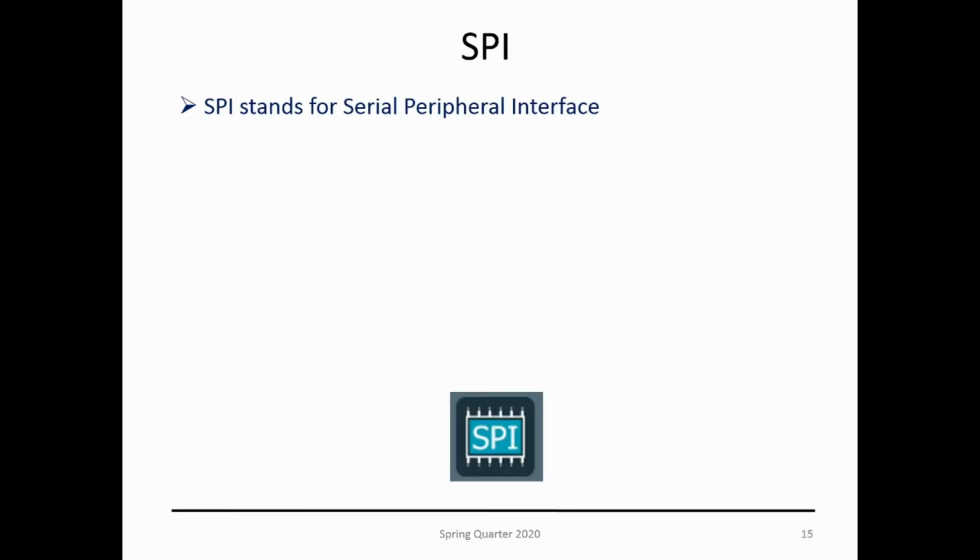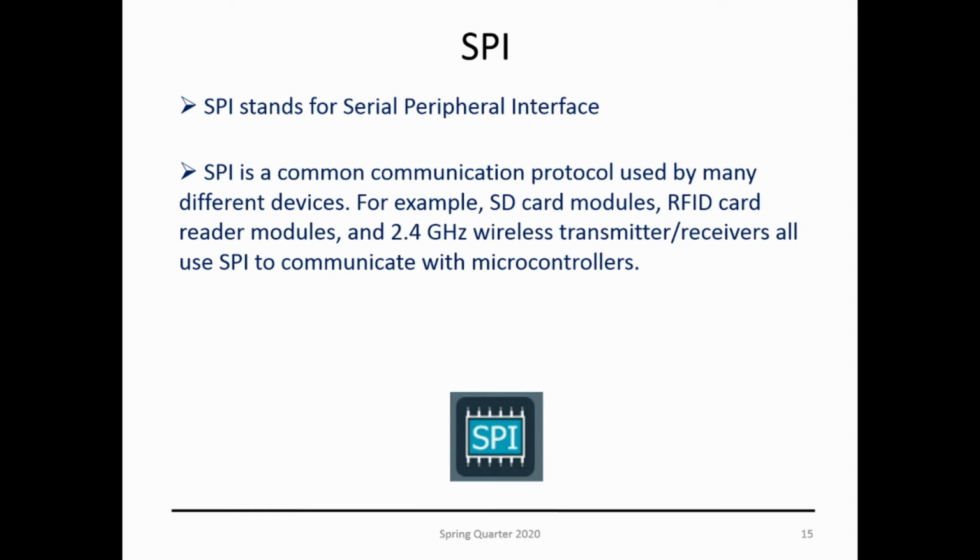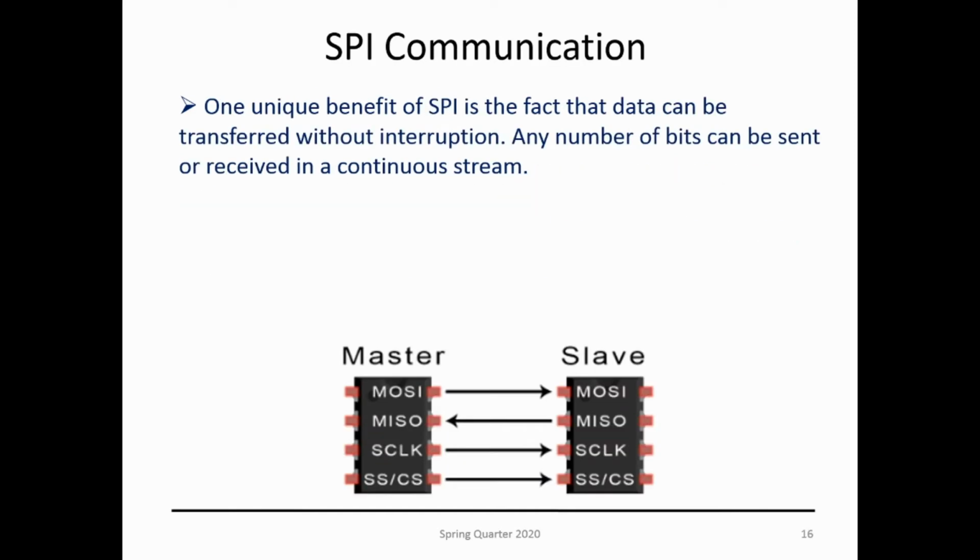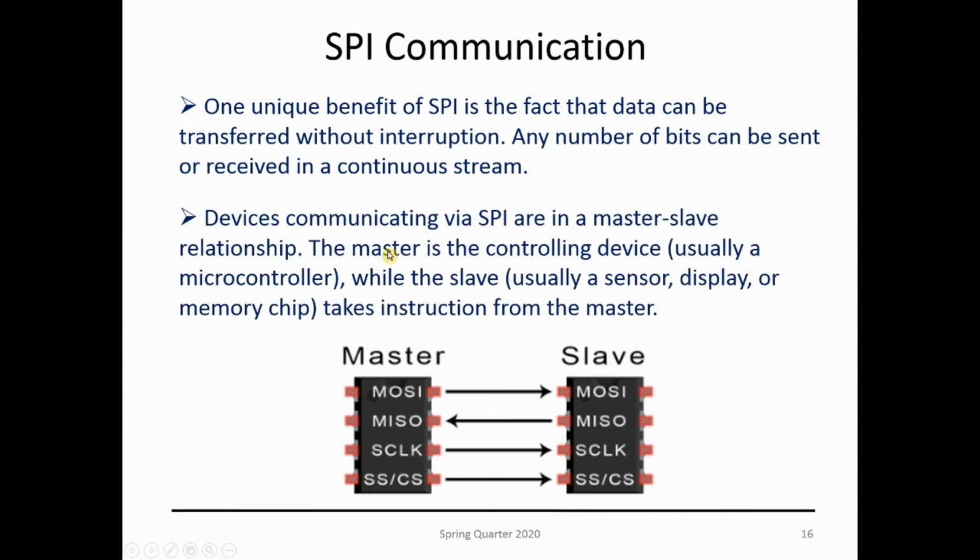Let's go over the SPI. SPI stands for Serial Peripheral Interface, and it's a common communication protocol used by a lot of different devices such as SD cards, RFID cards, 2.4 GHz wireless transmission receivers, and they use that to communicate with the microprocessor. The communication is done through a master and slave approach, where the master is controlling the device, usually a microcontroller, while the slave, which is usually a sensor or display, just receives instructions from the master.